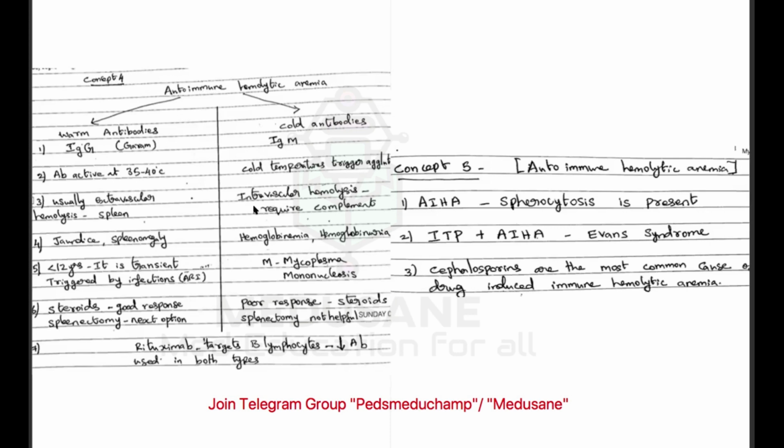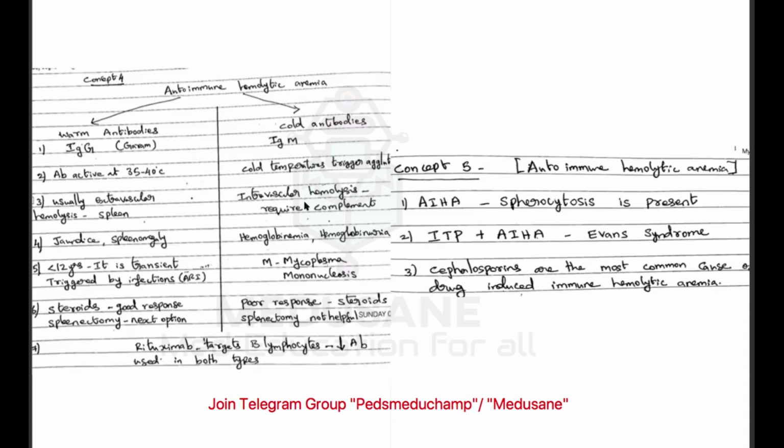Intravascular hemolysis requires complement for the hemolysis. So the cold antibodies require complement for hemolysis, and it's going to be intravascular. So IgG is extravascular, predominantly in the spleen. IgM is intravascular and it requires complement. So clinical features also differ. Since it is going to get destroyed in the spleen, you have splenomegaly, and it's going to form bilirubin and jaundice. So jaundice and splenomegaly are very common in the warm type of hemolytic anemias.